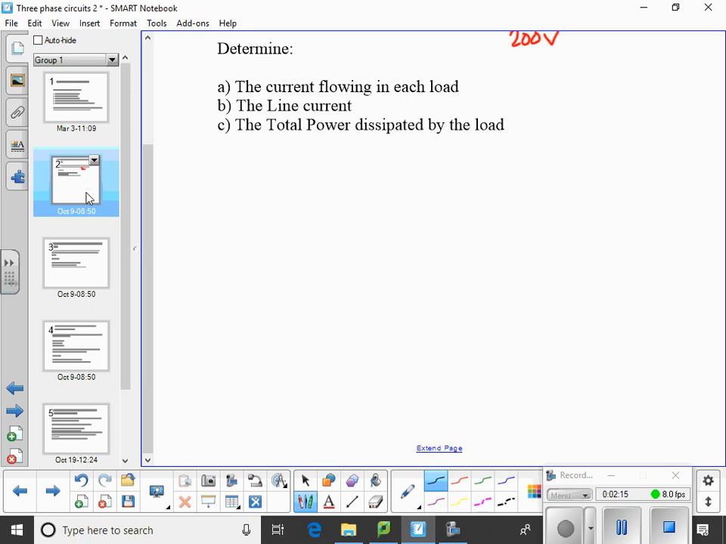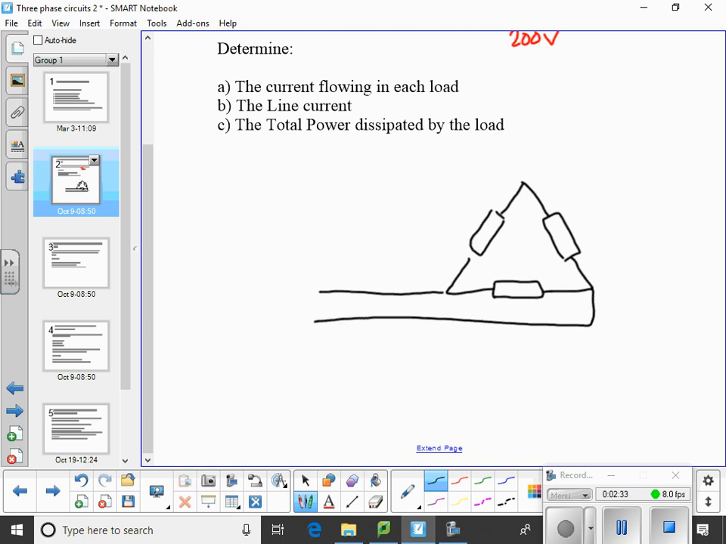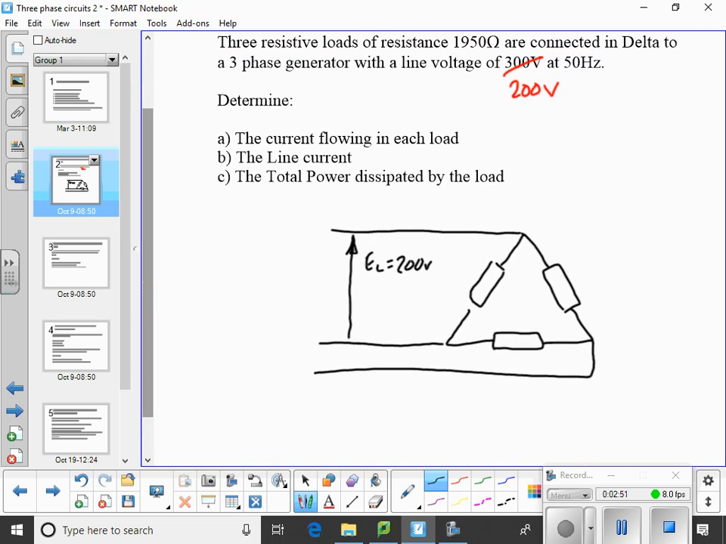We've got a delta connected load, like so. I'm not going to draw the generator because that's not necessary really. We've got a line voltage, EL, 200 volts. And each of the load resistors is 1950 ohms each.